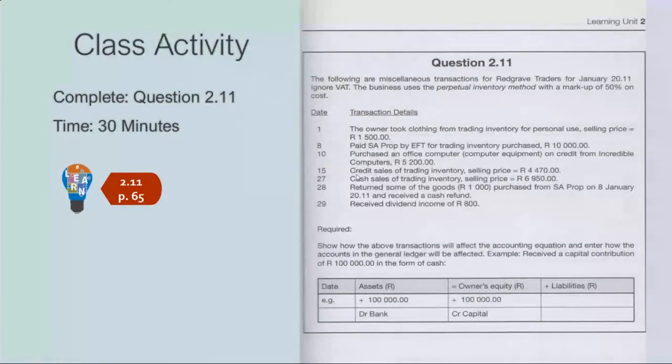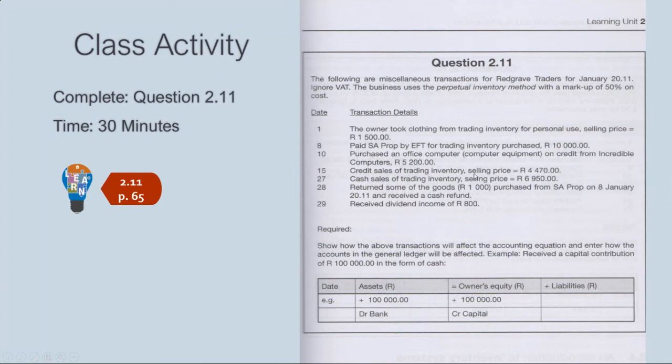Then on the 15th, I've got credit sales of trading inventory. So I sold my trading inventory to my customer, but they haven't physically paid me. They still owe me money. So if someone owes us money, it is called an asset. And if we sell it to someone on account, it is a debtor's control account. Okay, but this is where the markup becomes important.